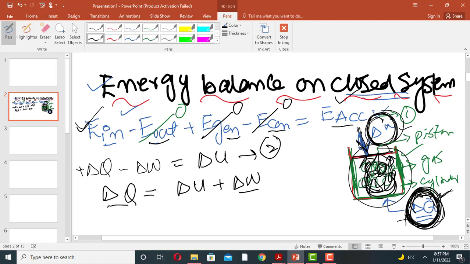So this is plus delta W. This is also called the first law of thermodynamics, and this is the energy balance equation on a closed system. In a closed system, the other energy terms like kinetic and potential energy are usually neglected. These are very small, so we neglect these energy terms. Now this is the energy balance equation on the closed system.